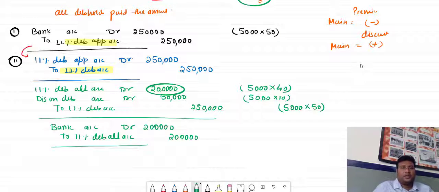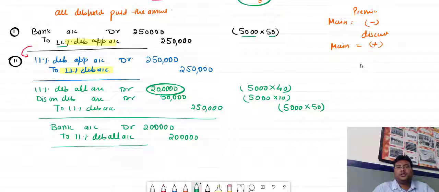So I will just repeat all the entries, please see very carefully. 5,000 is the number of debentures, 50 rupees we demanded on application, so it will be bank account debit, 5,000 into 50, 2,50,000. To 11%, always remember, in front of debentures you have to write the interest percentage. To 11% debenture application account, it will be 2,50,000. Now 11% debenture application will be closed and transferred to debenture account. So 11% debenture application account debit 2,50,000 to 11% debenture 2,50,000.